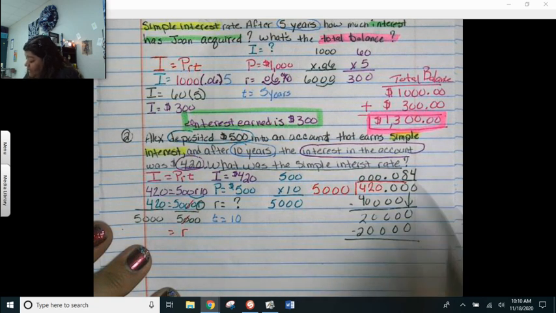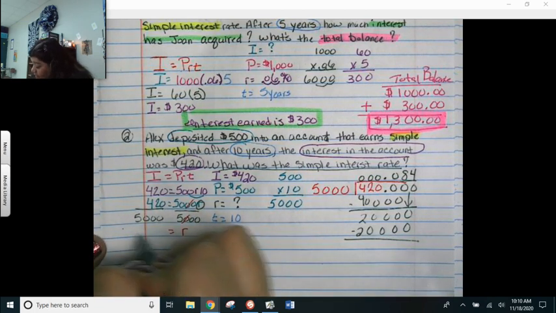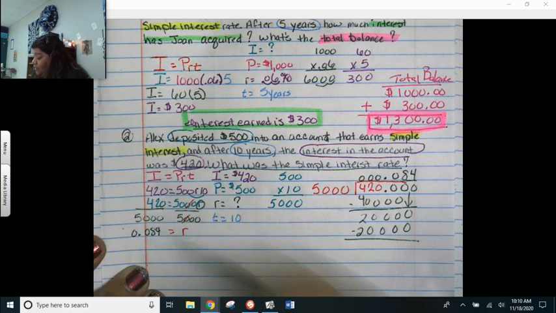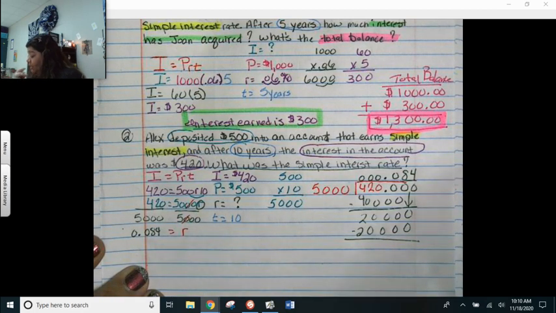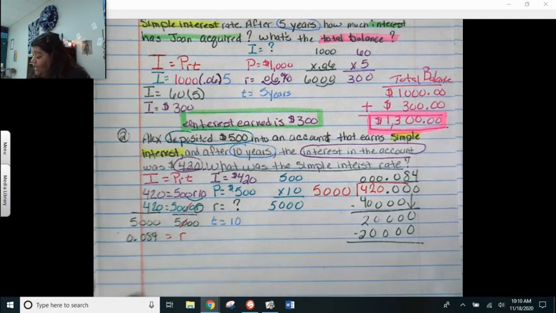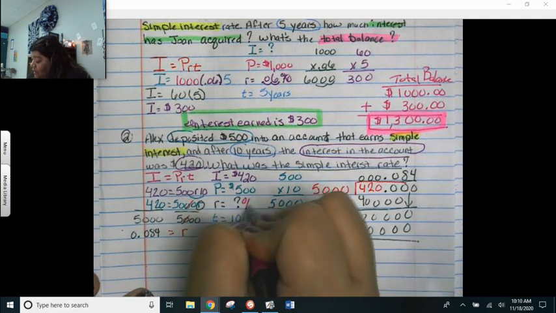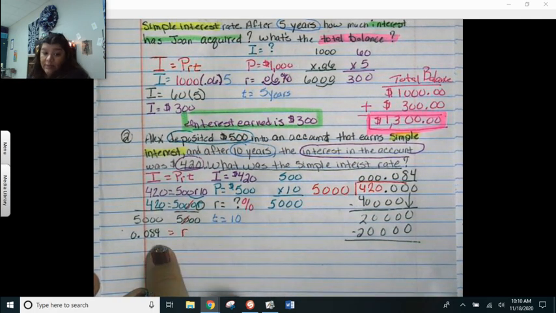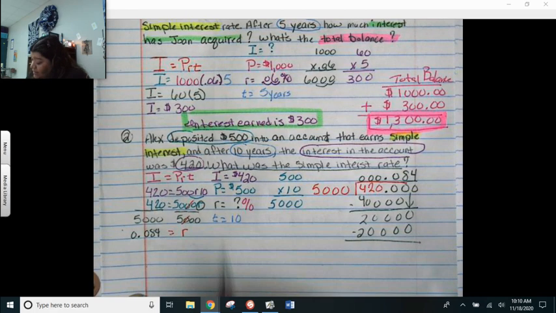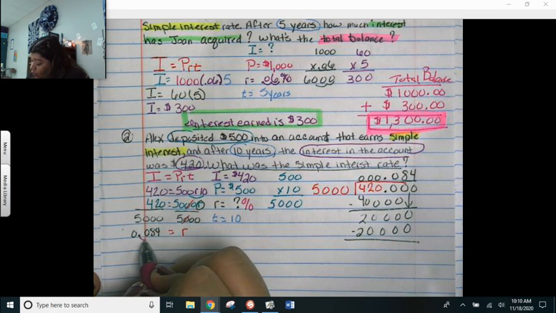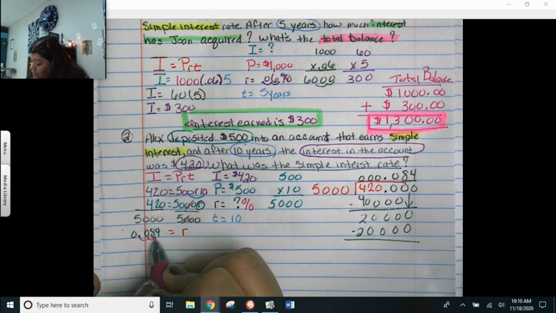There we go. Okay, so the rate is 0.084. Okay, but unfortunately, guys, we're not done, because if you remember, the rate has to be written as a percentage, and this is not a percent. So how do I go from a decimal to a percent? Do you remember? We multiply by 100, or the shortcut, take your decimal and go 1, 2 to the right.